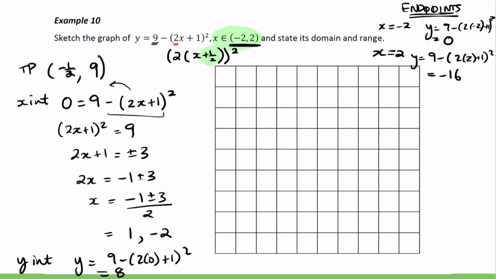So now that I have all of my points, we're going to go ahead and sketch it. What I can see is that my endpoint at negative 16 is quite low, so I'm going to sketch it to give me enough space.